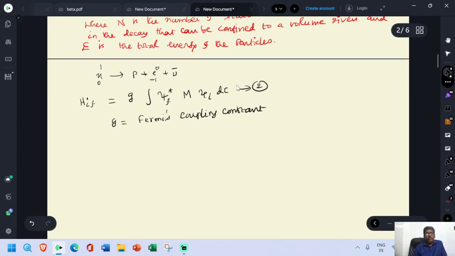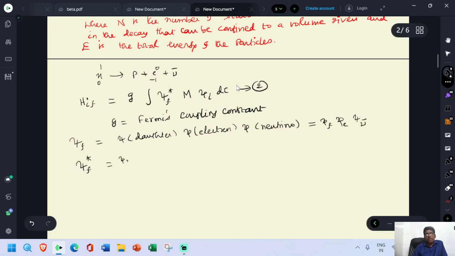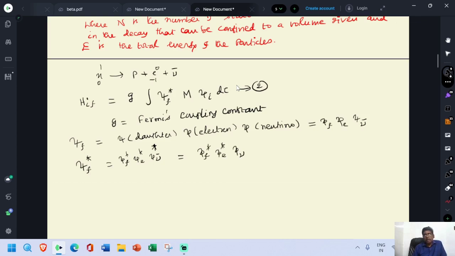Now, capital Ψ_f equals ψ of daughter times ψ of electron times ψ of neutrino, which is equal to ψ of daughter, small ψ_f, ψ of electron, small ψ_e, ψ of antineutrino. If you want to find out the value of Ψ_f*, that is small ψ_f*, small ψ_e*, then ψ_ν*, that is small ψ_f*, ψ_e*, ψ of antineutrino with a star equal to ψ_ν.